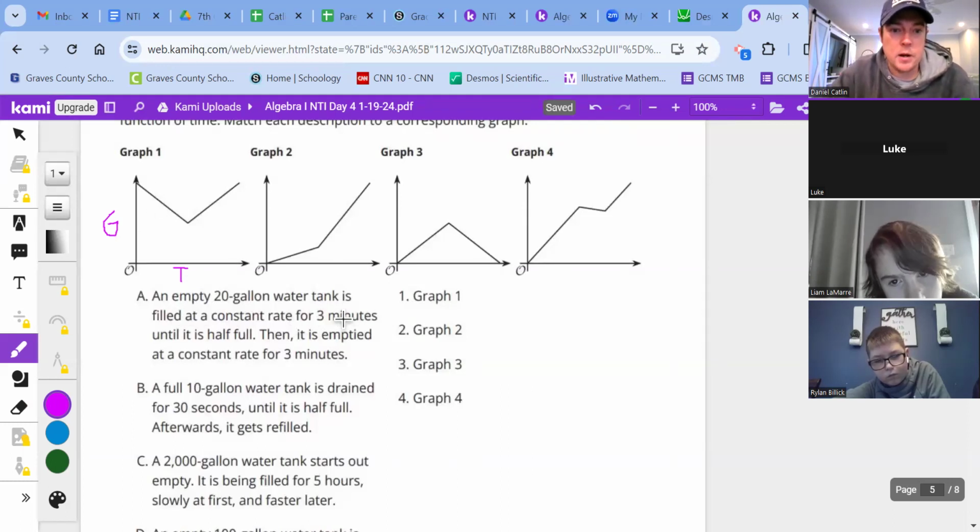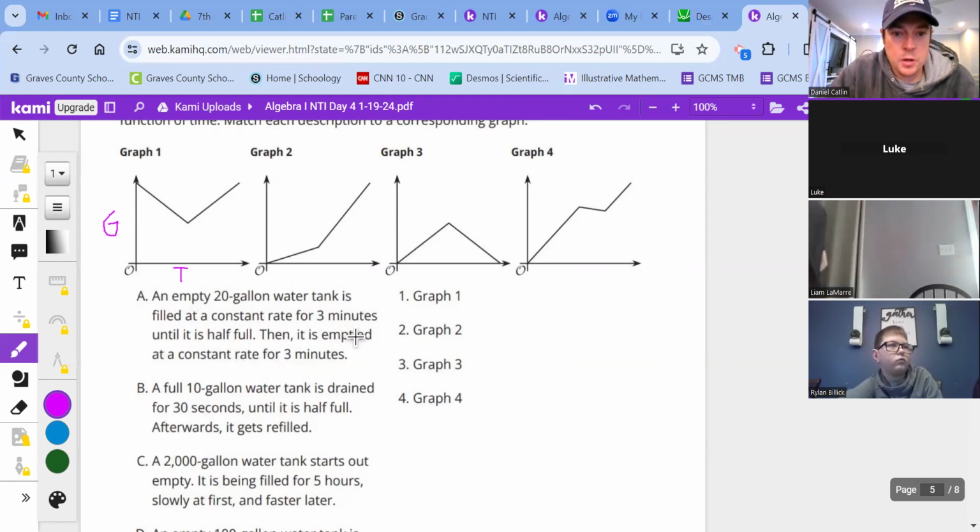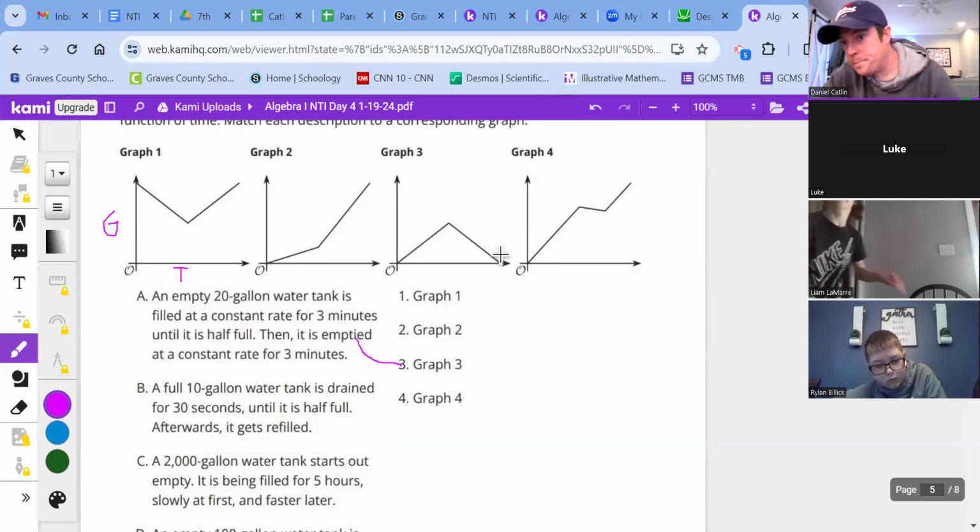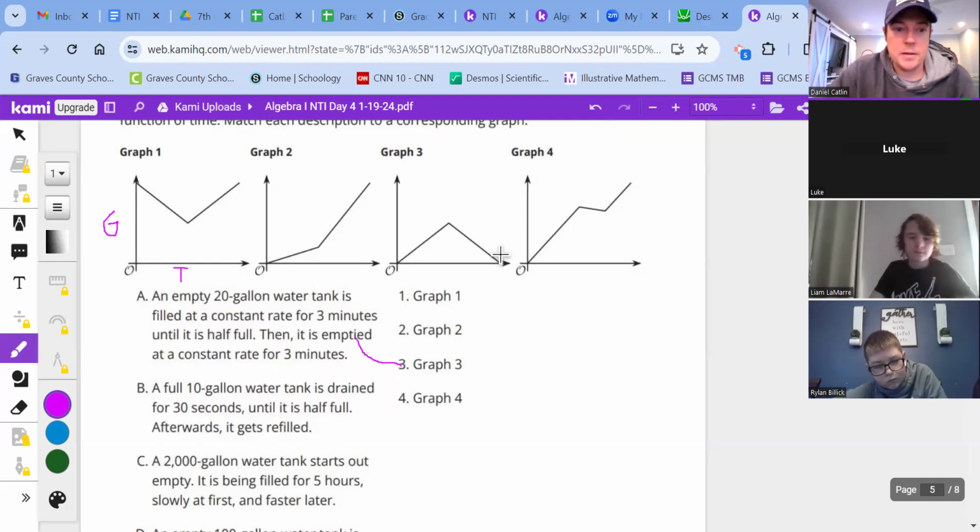We fill it at a constant rate for 3 minutes until it's halfway full, and then we empty it at a constant rate for 3 minutes. So it fills up, and then it goes down. And the only one that shows that is graph 3. So A should match up with graph 3. It fills up for half the time and then drains back down. And notice that its constant rate is 3 minutes for both. So it's the same length, same slope, just downhill instead of uphill. Get the idea? All right.